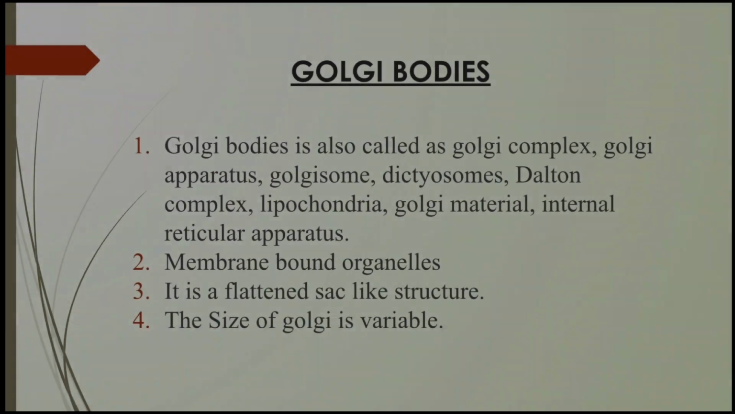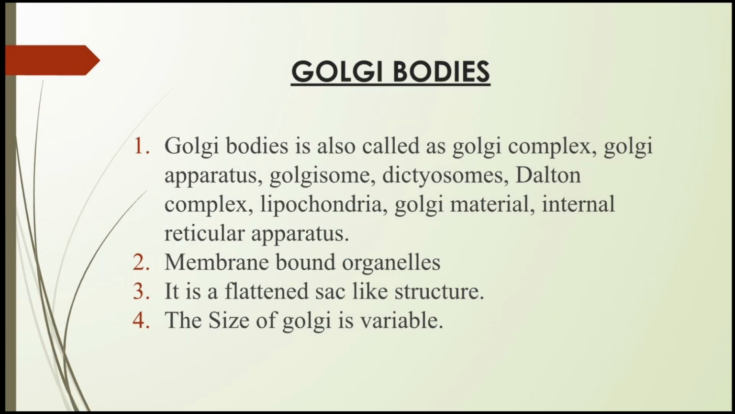Now let's see what is Golgi bodies. It is a membrane bound organelle. It looks like a flattened sac-like structure. Its size varies in different species. It is also called as Golgi complex, Golgi apparatus, Golgisomes, dictyosomes, Dalton complex, lipochondria, Golgi material, and internal reticular apparatus.